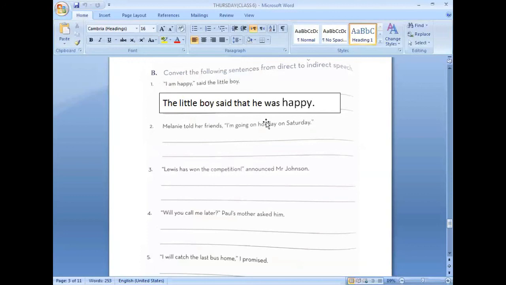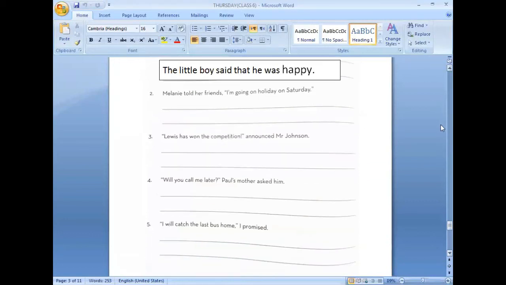So when you change direct speech to indirect speech, certain changes take place. There are removal of inverted commas, change of tense and pronoun, and use of conjunction that. Hope you understand the direct and indirect speech.